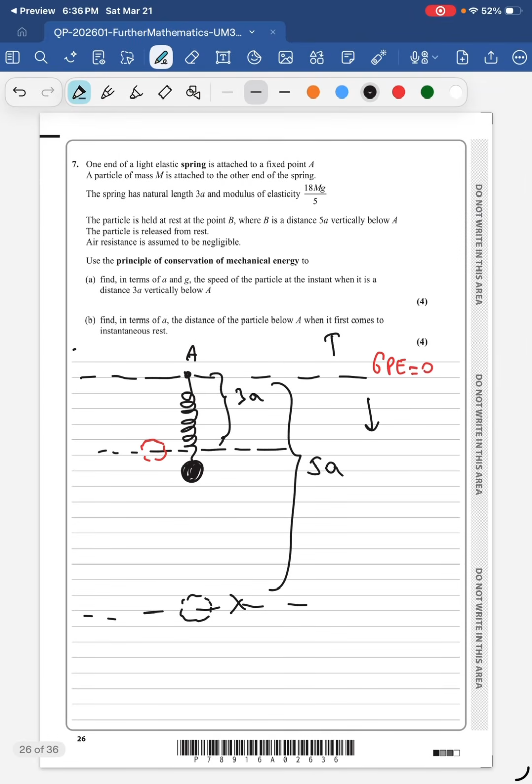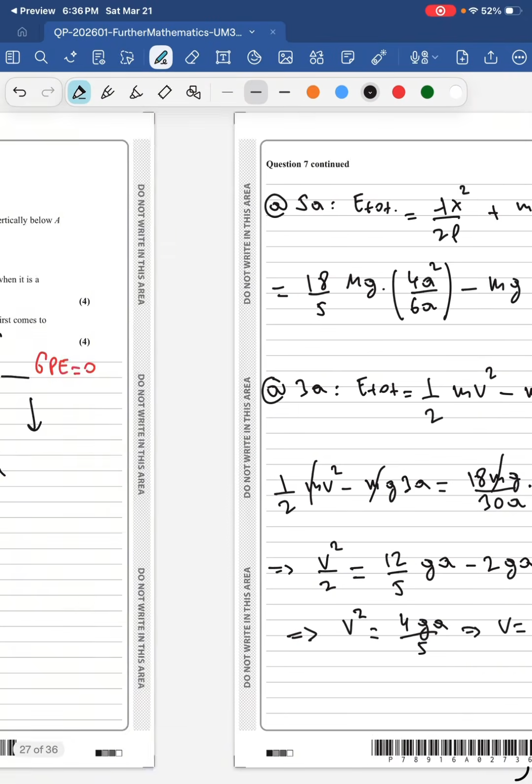Did we write it somewhere? Yes, let's write it there. Okay, again, use the principle of conservation of mechanical energy to find, in terms of a, the distance of the particle below A when it first comes to instantaneous rest.